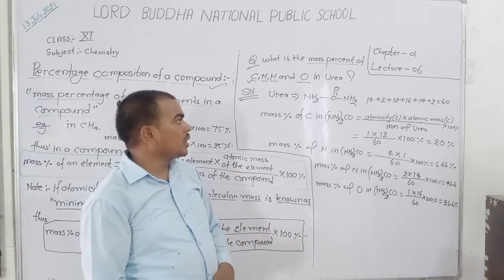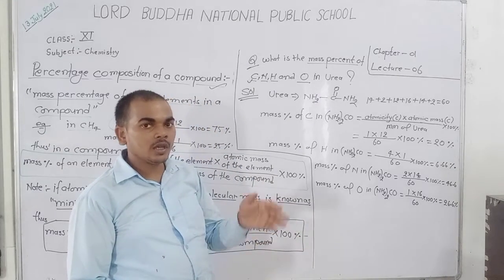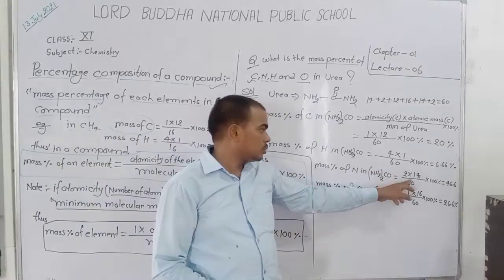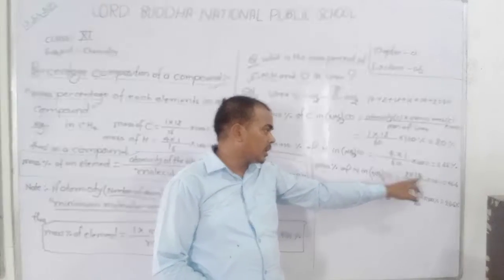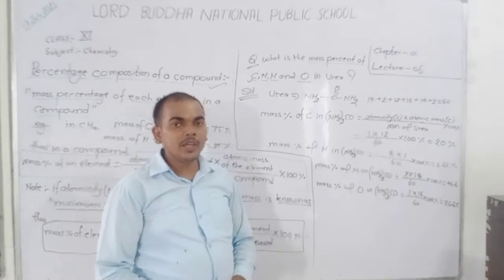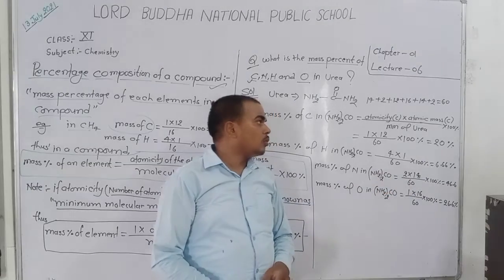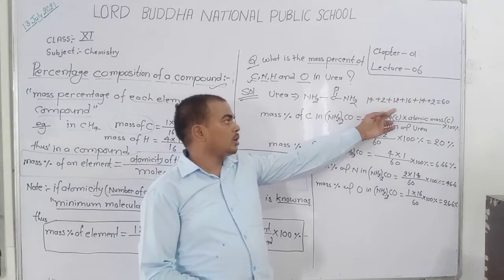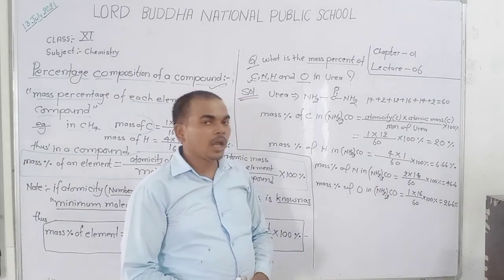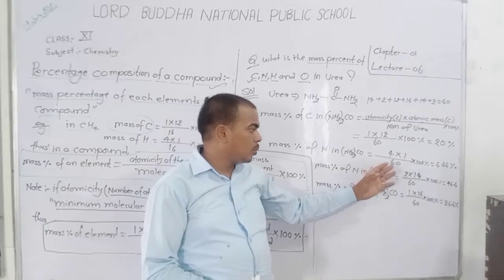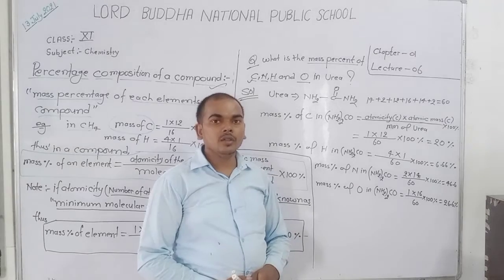Now calculate the mass percent of nitrogen in urea. Dear student, in urea there are 2 nitrogen present. So the atomicity for nitrogen in urea is 2. And you know that the atomic mass of nitrogen is 14. So put here 14 at the place of atomic mass of nitrogen upon the molecular mass of urea, which is 60. Put here 60 and multiply by 100, and you obtain 46.6% of nitrogen present in urea.